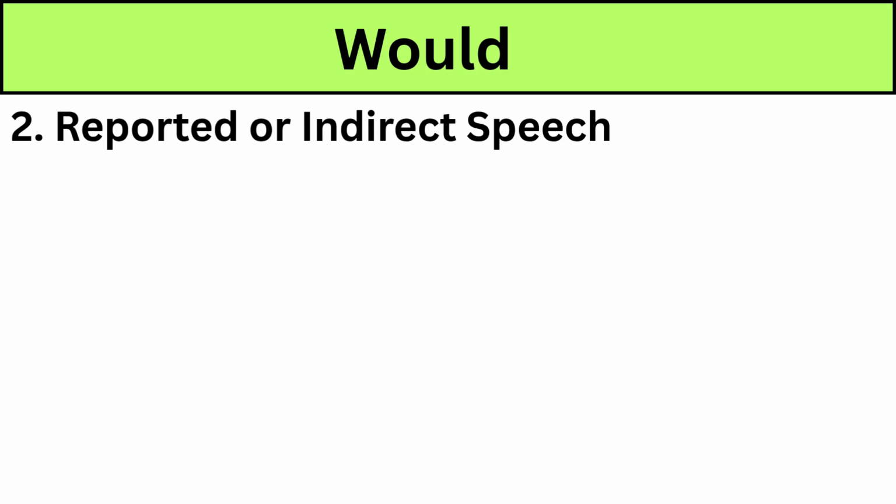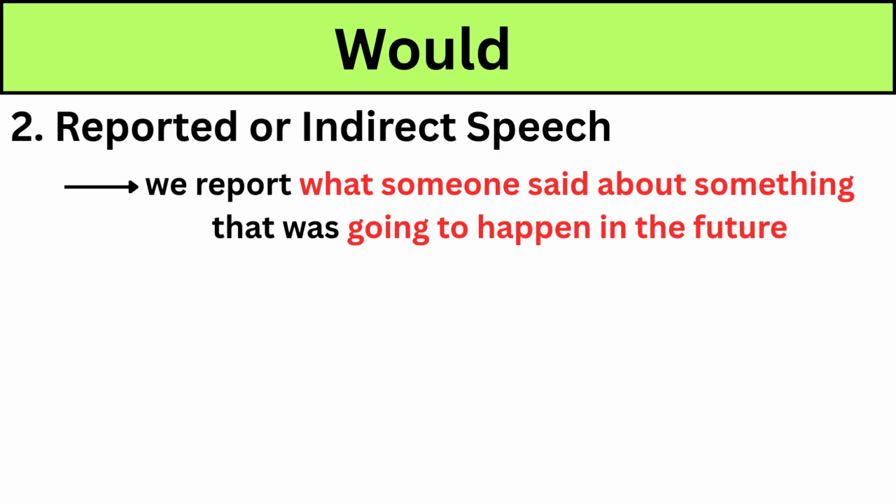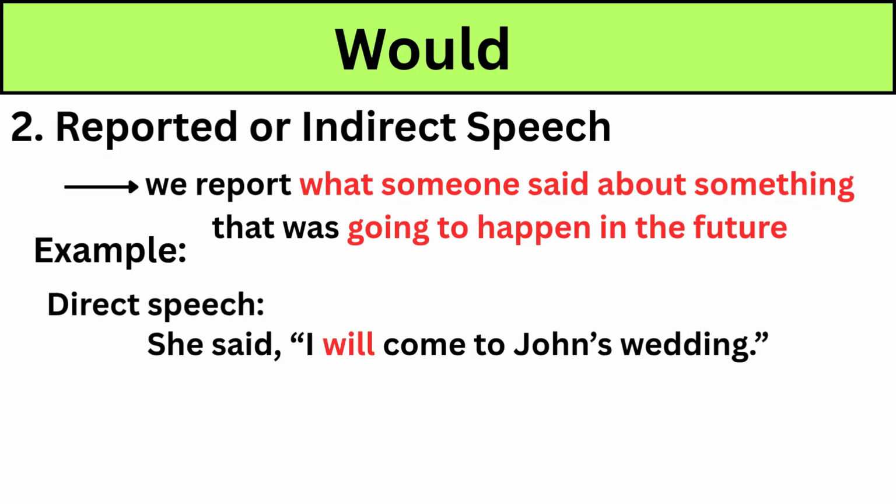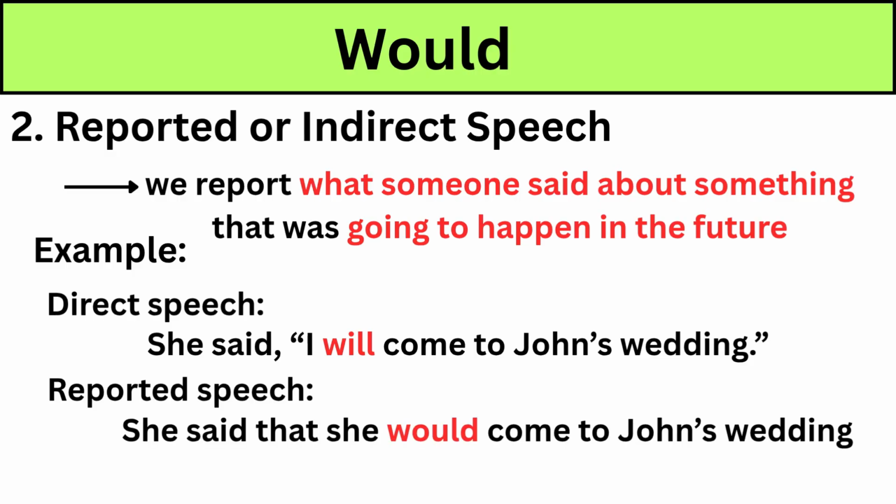Number two, reported or indirect speech. We use would when we report what someone said about something that was going to happen in the future. For example, direct speech. She said, I will come to John's wedding. In reported speech, this sentence becomes, she said that she would come to John's wedding.